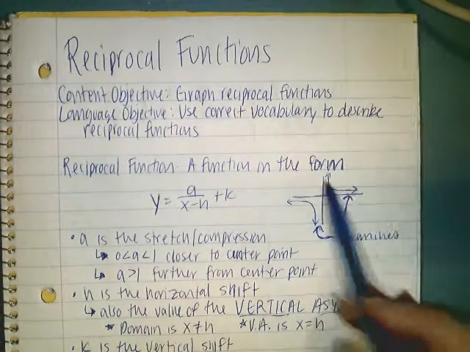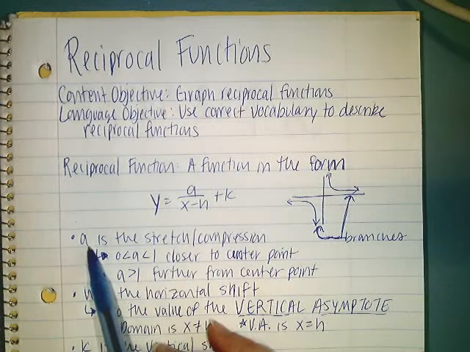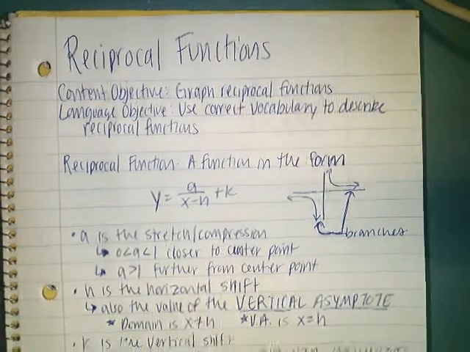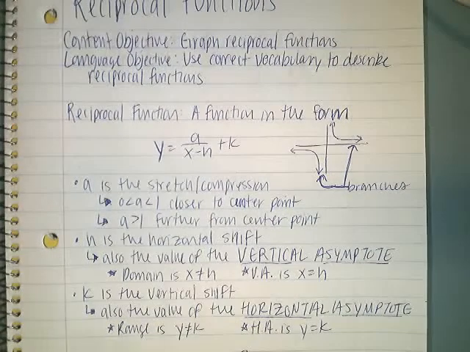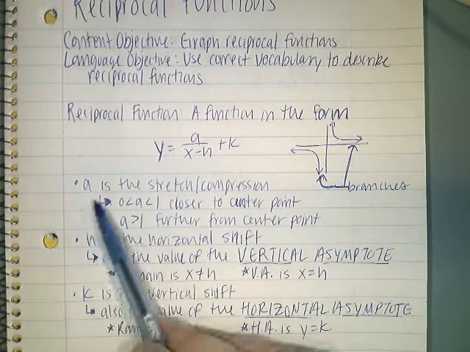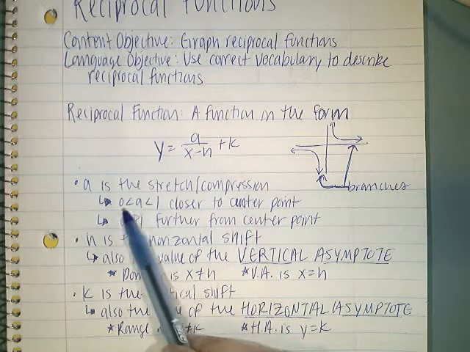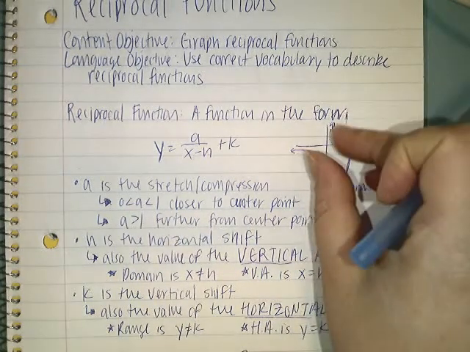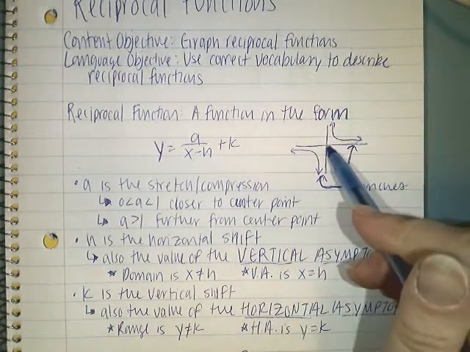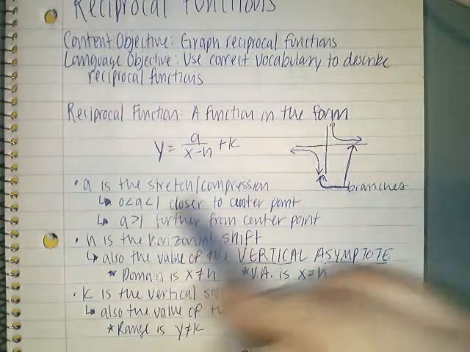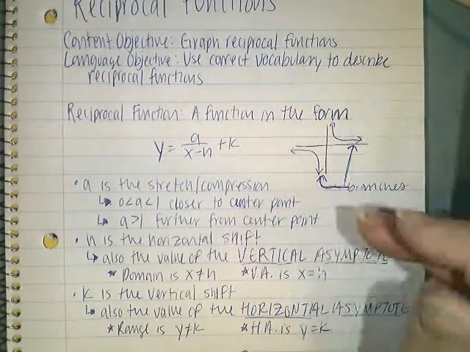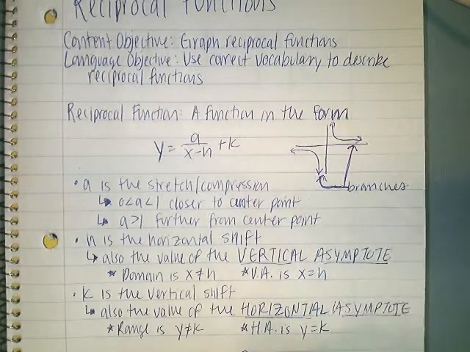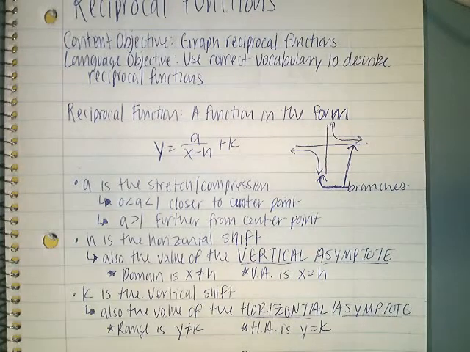So before we get to the branches in more detail, a, h and k are the same transformations that we've learned about in all of our function units. So a is the stretch or compression again. If a is between 0 and 1, it's going to be closer to the center point. So it's going to compress in towards the center point here. If a is more than 1, then it's going to stretch away from it.